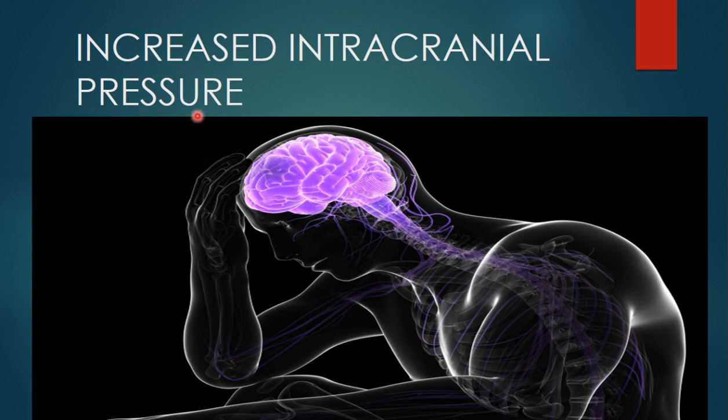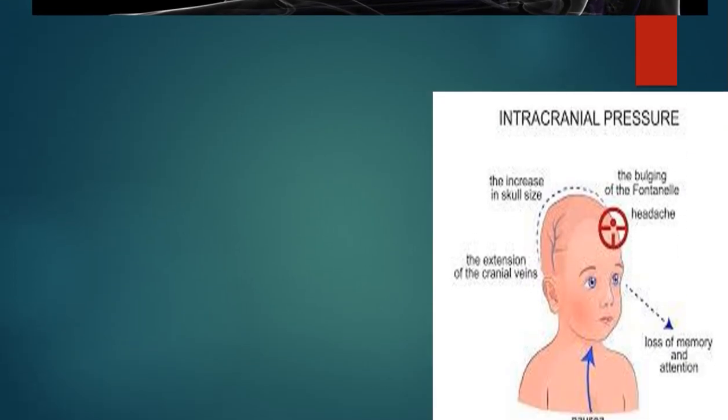The pressure in the cranial vault is measured in millimeters of mercury and is normally less than 20 mm of mercury. Increased intracranial pressure is also called intracranial hypertension. So it is clear. Next.